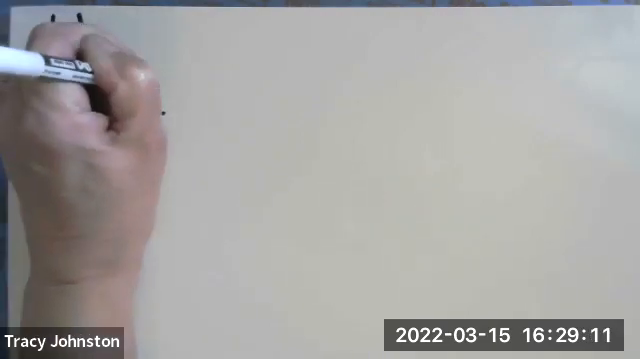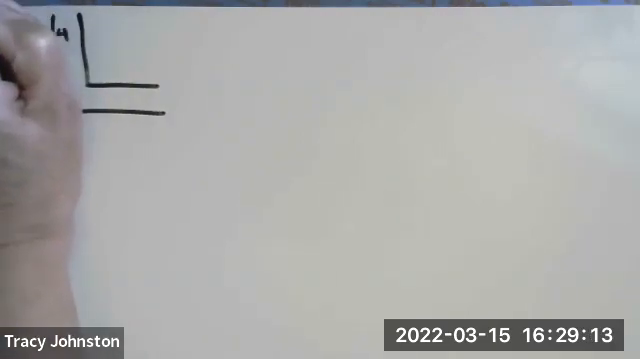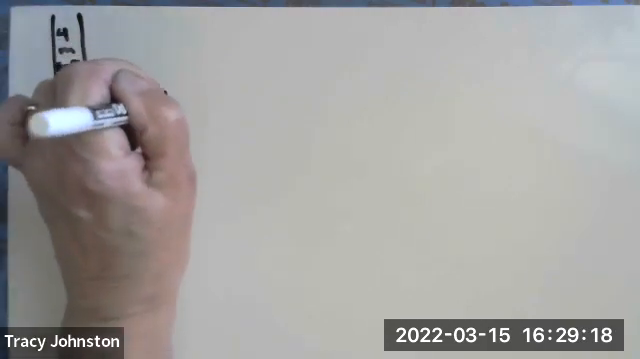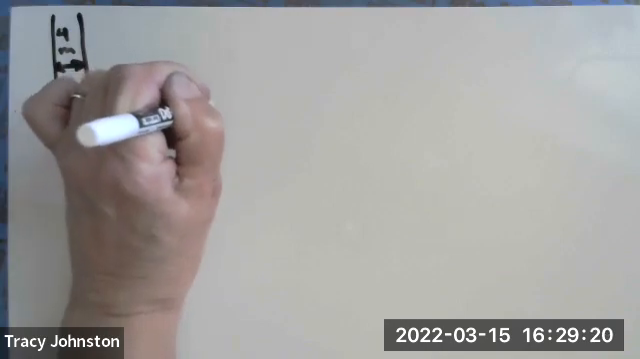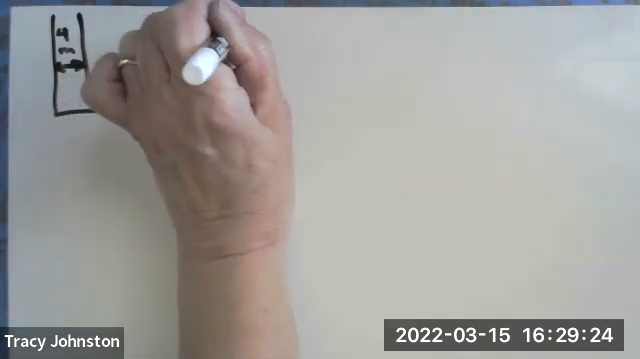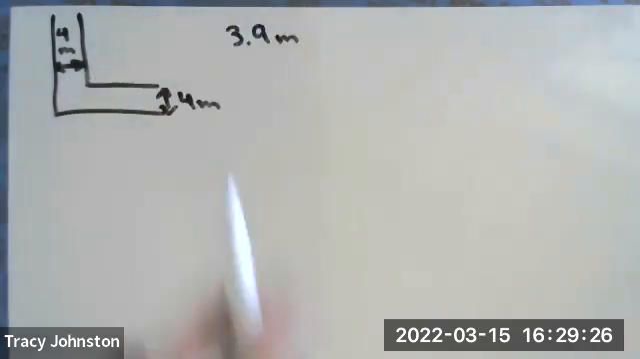This is topic 5 homework problem number 13. What we have is a canal that turns a right corner, and we know that this distance is 4 meters across here, and we know that this distance is 4 meters across here. And we have two boards, and each board is 3.9 meters long.